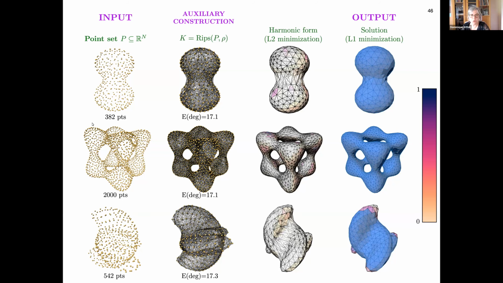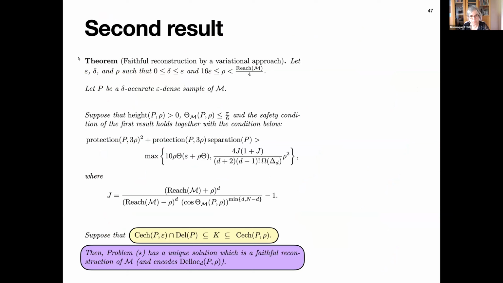And so here is our second result. I've highlighted the result. So the problem I've just presented has indeed a unique solution, which is a faithful reconstruction of M. Actually, it is a code for the Delloc complex that we've defined before. And I'm going to state all the conditions that we need.